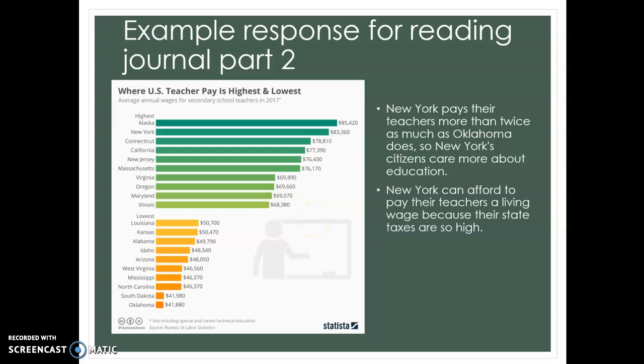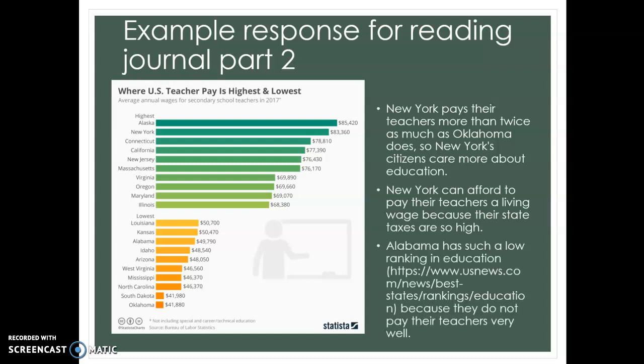An opposite claim could be that New York pays their teachers such a high living wage because their state taxes are so high. So teachers get paid out of that money. And this next one is similar to the first one, but in opposite terms. I said Alabama has such a low ranking in education, which I linked a source for, because they do not pay their teachers very well. So kind of inverse, right?